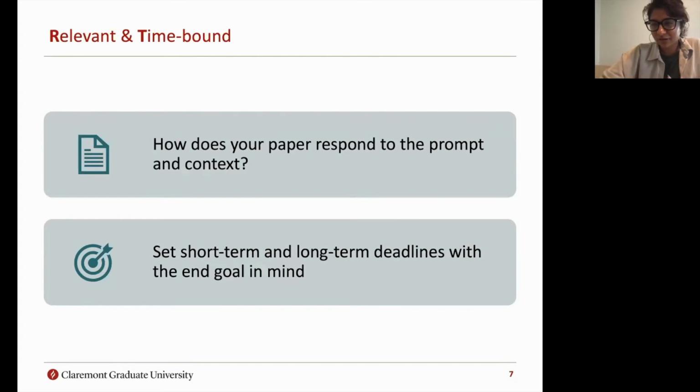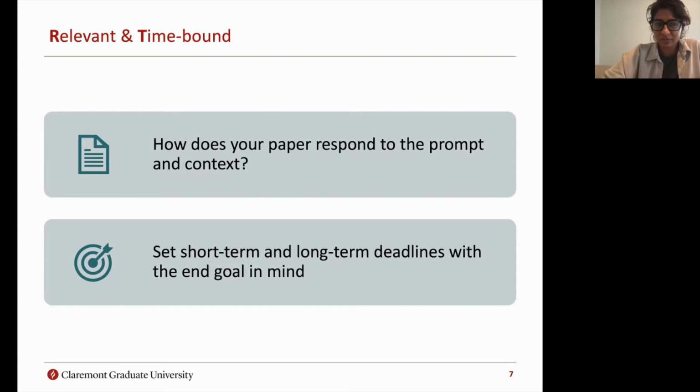And the last two parts of SMART goals are about relevance and the time-bound component of your goal setting system. So relevance really connects to that rhetorical situation. How does your paper respond to the prompt and context? This is thinking about your audience, the purpose of your paper, where you're presenting it, making sure that it fits within the guidelines and requirements of what you're doing.